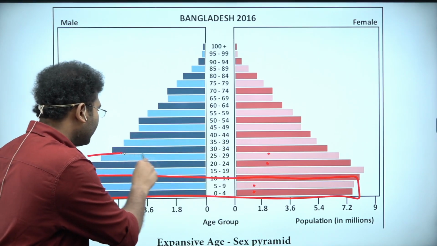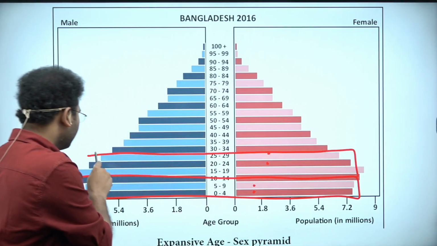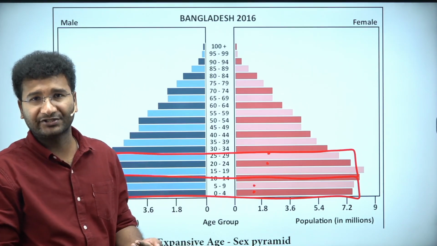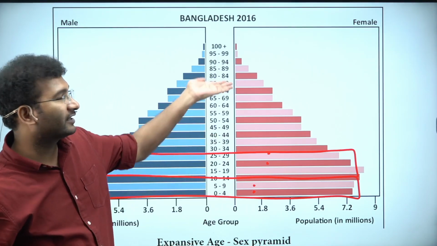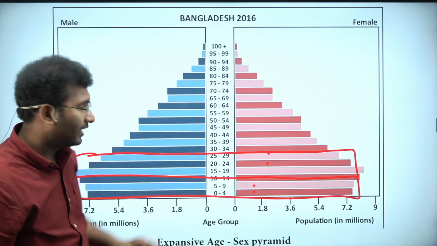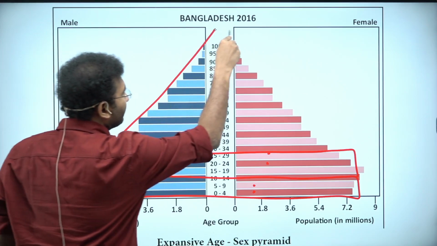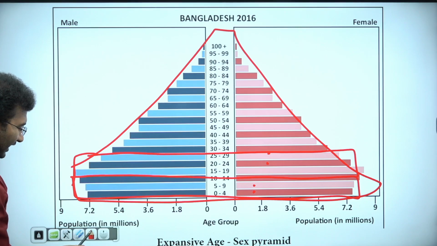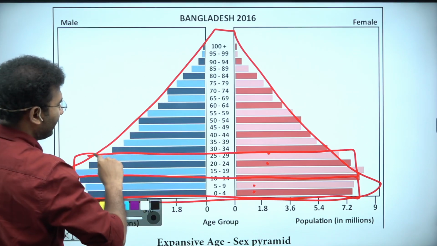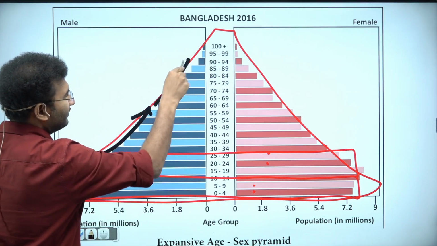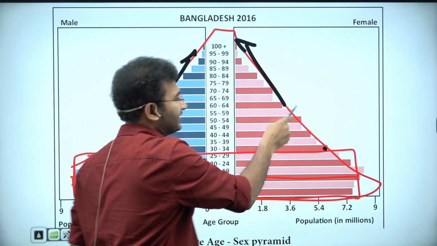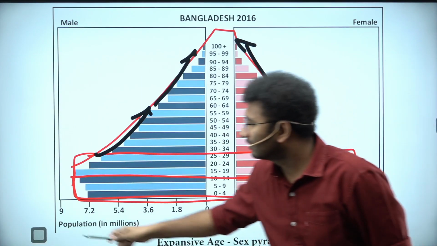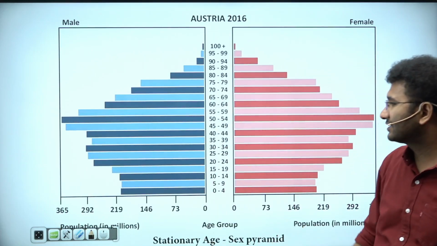So if the base is wider, they can produce more population and the population can grow, right? A pyramid which has a wider base and a narrow top, as it grows, is called an expanding population, right? Likewise, let's look into the next pyramid.